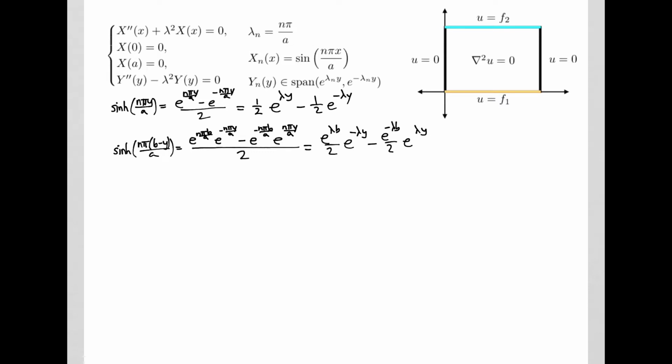So I haven't left my space, but the question is, are they linearly independent? That's going to be true because the determinant of their coefficients, 1/2, minus 1/2, minus e to the minus lambda b over 2 and e to the positive lambda b over 2, is not 0, which means I have a linearly independent linear combination. So we can use this new sinh of y and sinh of b minus y, and I can get the same space.